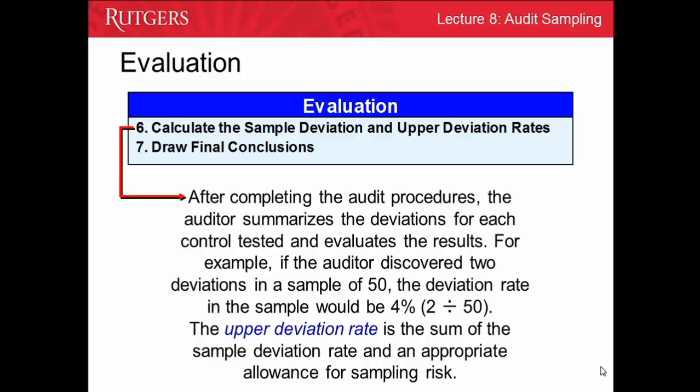In attribute sampling, the sample deviation rate represents the auditor's best estimate of the population deviation rate. However, because this result is based on a sample, the auditor does not know the true population deviation rate and must consider an allowance for sampling risk.